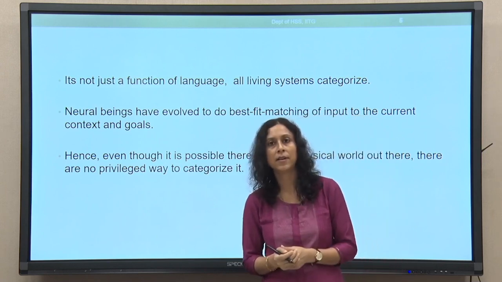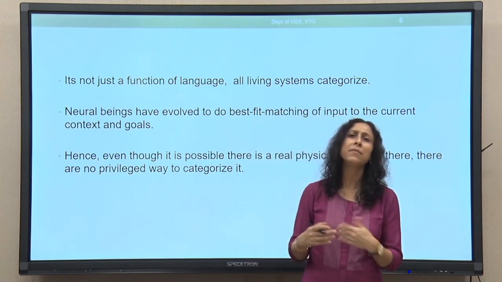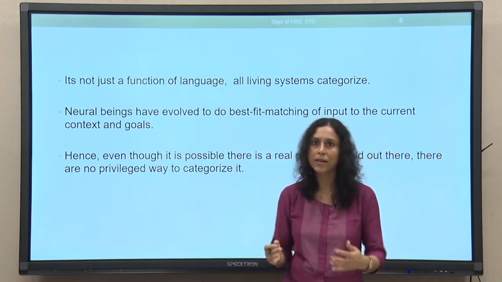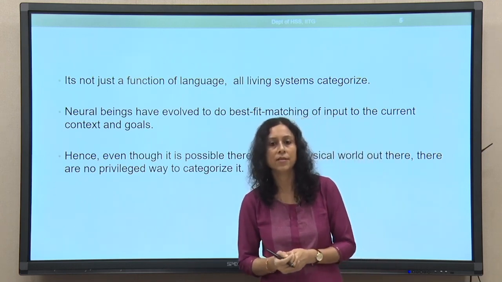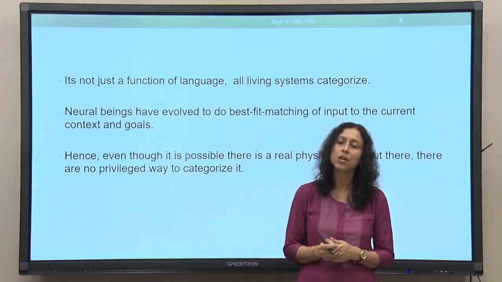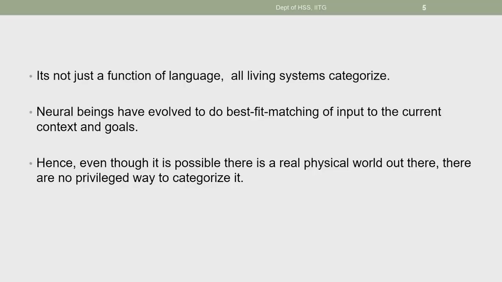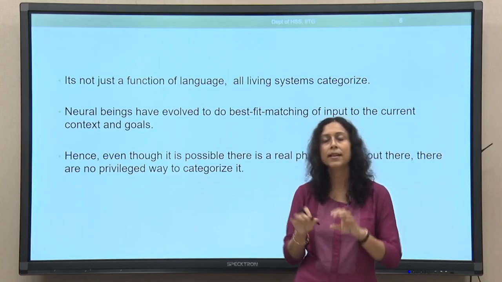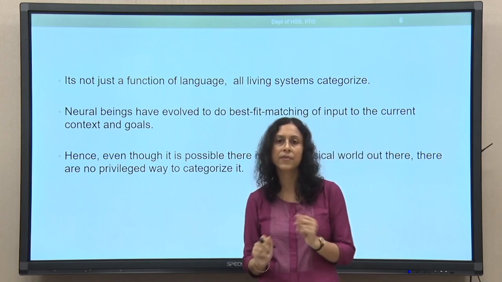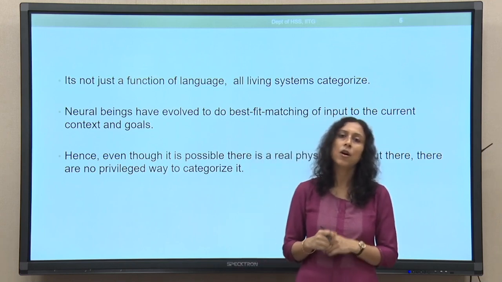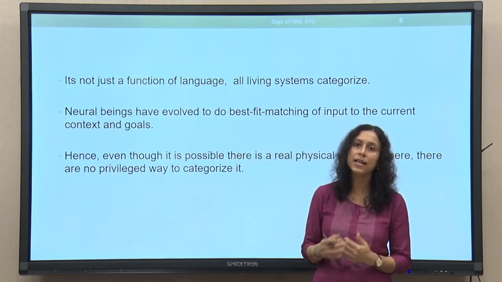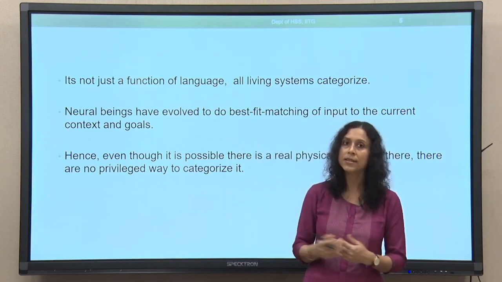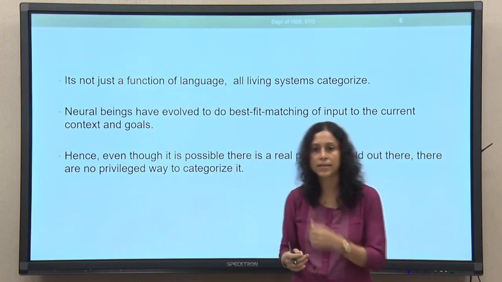So, that is what we mean by categorization not being just human, and as a result not just a function of language. It is a primary mental function that is typical of most neural beings. Neural beings have evolved to do best fit matching. Whatever you see, whatever you experience, whatever you listen to, everything gets categorized, put into separate boxes in some sense. That is what all neural beings have been designed to do. Why? Because it is necessary for survival, as we will see in a short while.